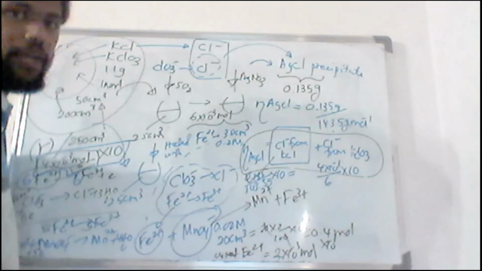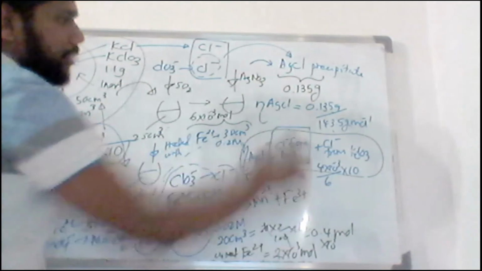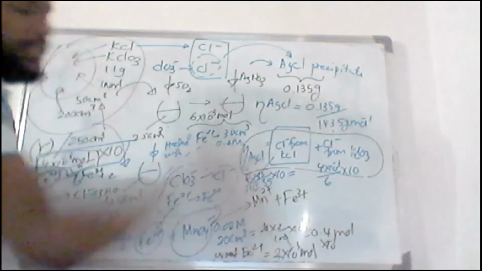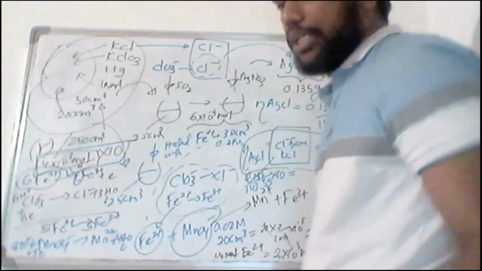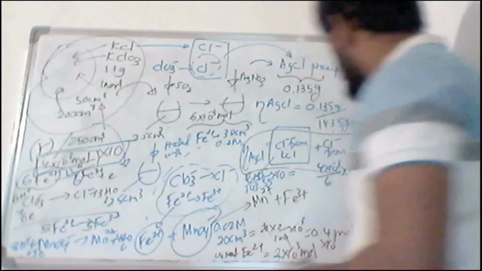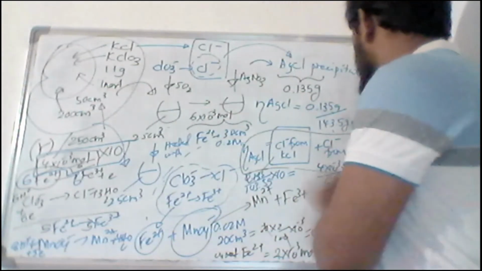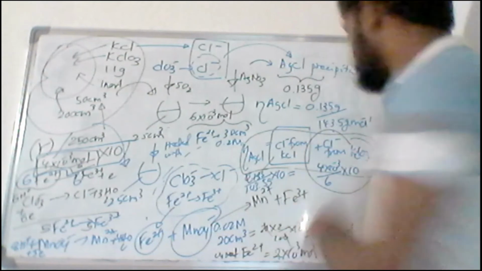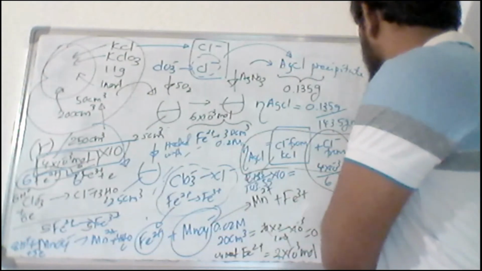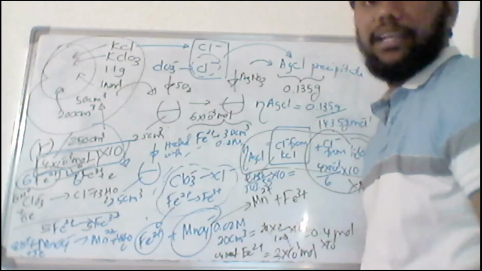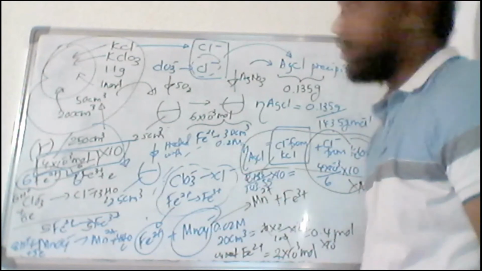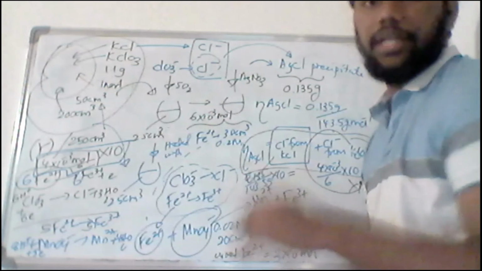So you need to divide it by 1.1. Finally, mass of this and mass of this, and then multiply it to get the percentage weight. Okay. So this becomes very straightforward here for KClO3 mass. You just need to multiply it by the molecular weight of KClO3, then divide it by the mixture weight, that is 1.1, then multiply it by 100.